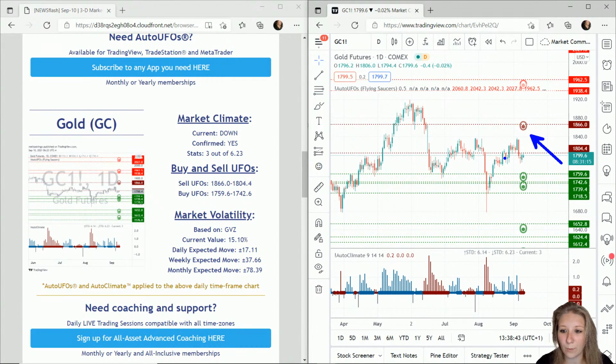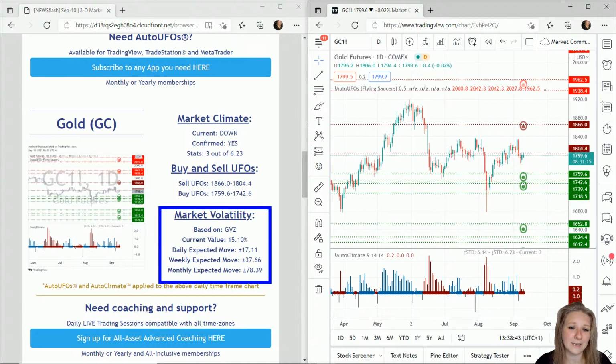Now they've already worked. Price came in, was pushed down. Came in, was pushed down. So they're doing what we expect them to do. So if it continues down, of course, based on the climate and the UFOs, we have probability down. Then we have buy orders down here at 1759.6 to 1742.6. So if price were to hit this stack of buy orders, we'd expect them to go up, but we've got a little bit of room to get there and move to the downside.